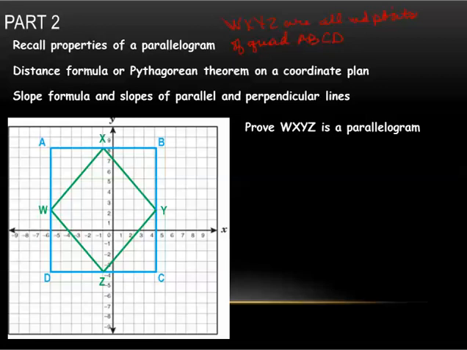Now then, what you're going to have to do is calculate your distances. Okay? So you're going to look at your distance for XY, your distance for YZ, your distance for WZ, and your distance for XW.